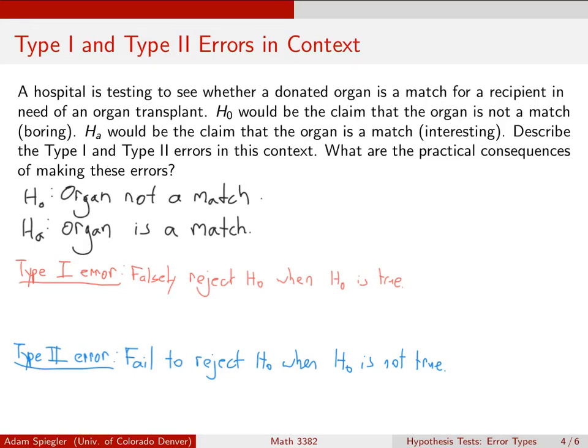Okay, so in this video, I want to take a look at another example when we interpret what the type 1 and type 2 errors are in a certain context, and then we can consider what are the ramifications of making these errors in this context.